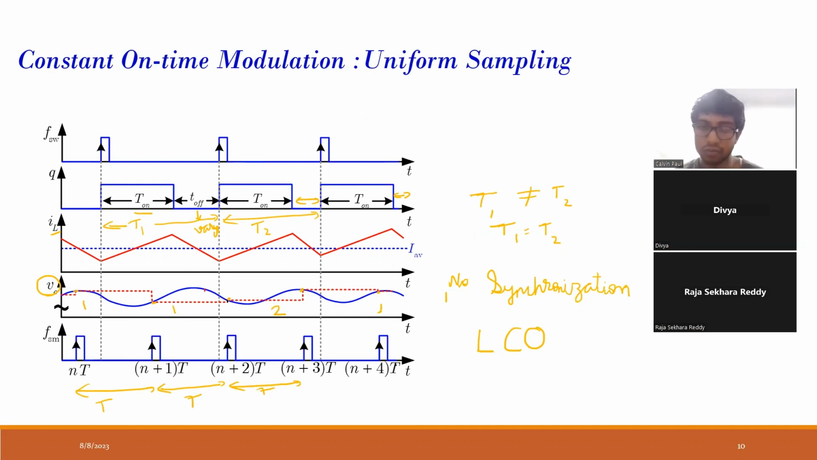Rajesh Sekri, you have a doubt? So the synchronization you mean between the switching frequency and the sampling frequency? Yeah. They are not synchronized. They are occurring at different instants. So because they are not synchronized, it results in some nonlinear phenomena known as limit cycle oscillations.